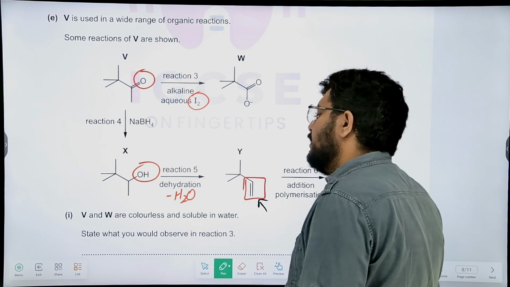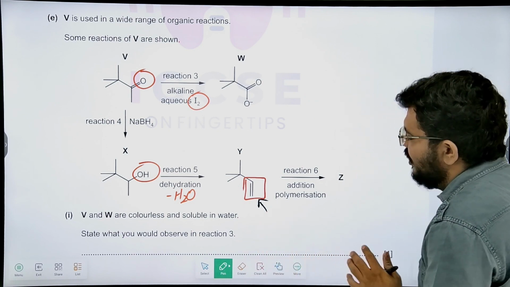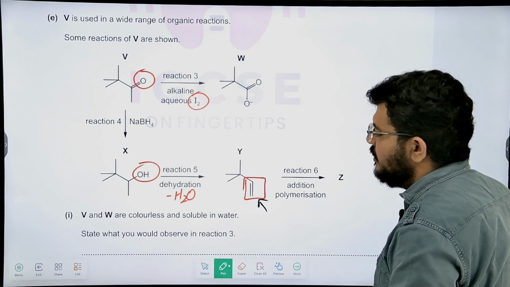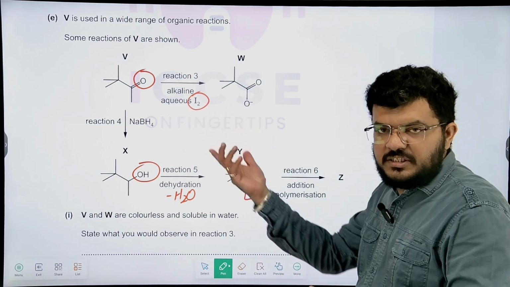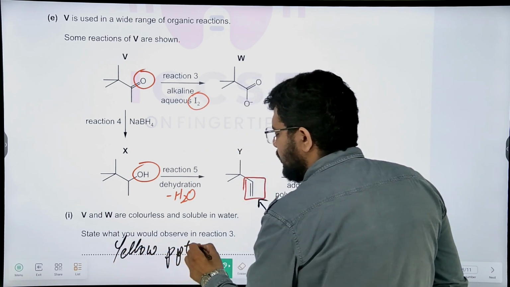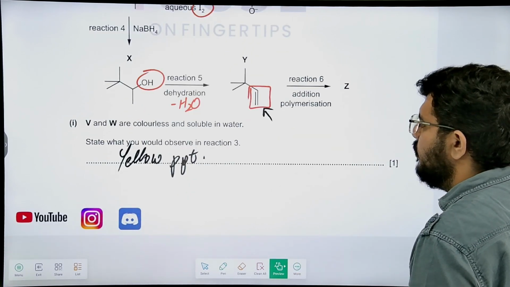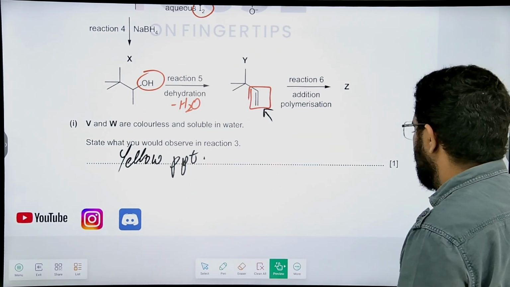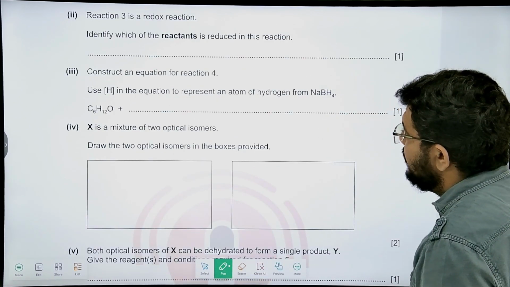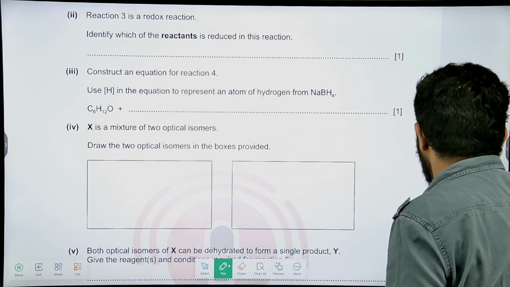V and W are colorless and soluble in water. State what you would observe in reaction 3. Reaction 3 is iodoform test. So you will say yellow precipitate, right? You will say yellow precipitate, that is the iodoform test. Then what do we have? Next page, next question. Reaction 3 is a redox reaction. Identify which of the reactants is reduced in this reaction.